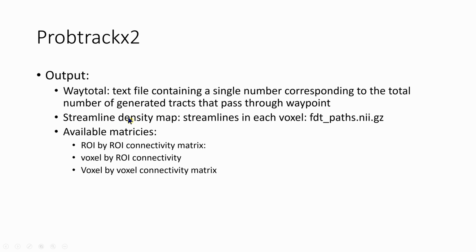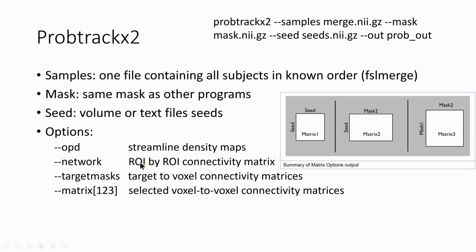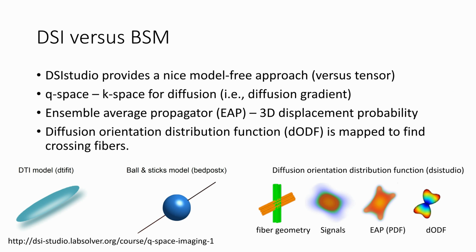And you also get a density map out from that, which you can use for future analysis, and depending on what you request, you can get various connectivity matrices. It'll depend upon what networks you feed in, what target maps you feed in, and what matrices you ask out. So that is the result you get out of doing the probtrack approach.